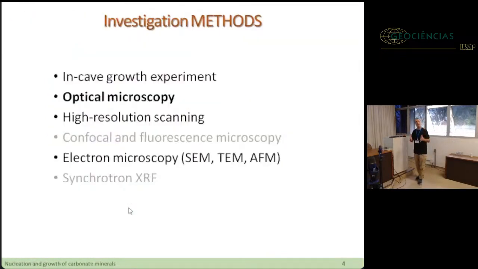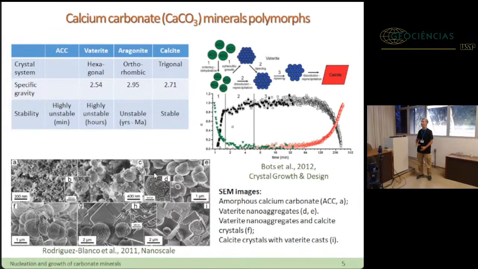So there are lots of investigation methods. We can start in the cave with a calcite farming experiment, or aragonite as you like. Of course, we will use optical petrography, but we can also use high resolution scanning. We can use confocal and fluorescent microscopy, synchrotron XRF, and electron microscopy: scanning, transmission, and atomic force microscopy. But in this presentation, I will just focus on optical microscopy with a short overview of the other methods.